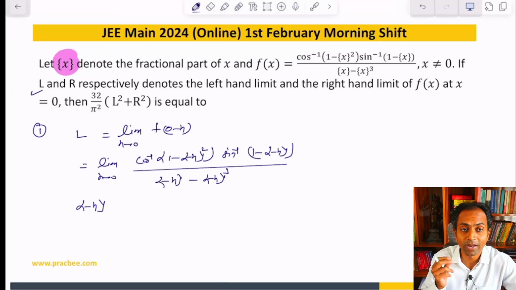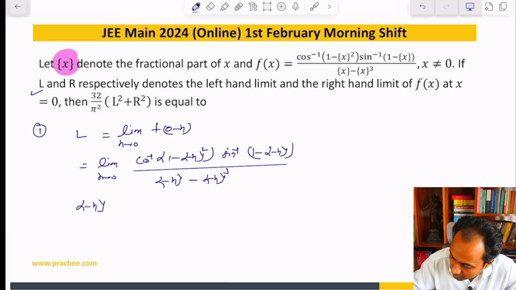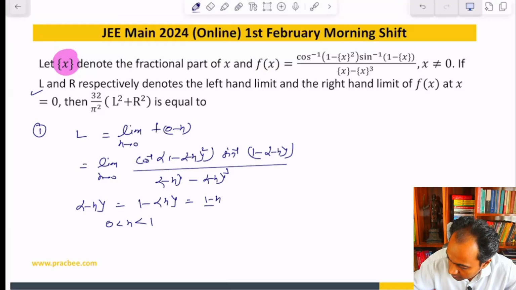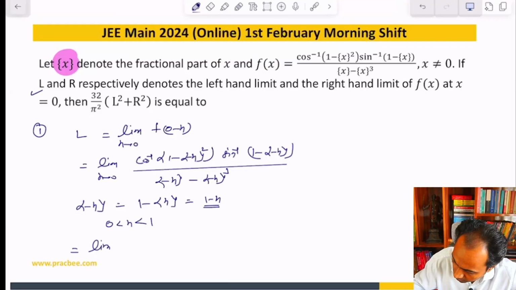So it is a very good idea to revise basic things before jumping on to questions like this. Now here we know that if I am looking into the fractional part of 1 minus h, it becomes 1 minus the fractional part of h. And since h lies between 0 and 1, the value of this part will also become 1 minus h. So this is the interpretation.